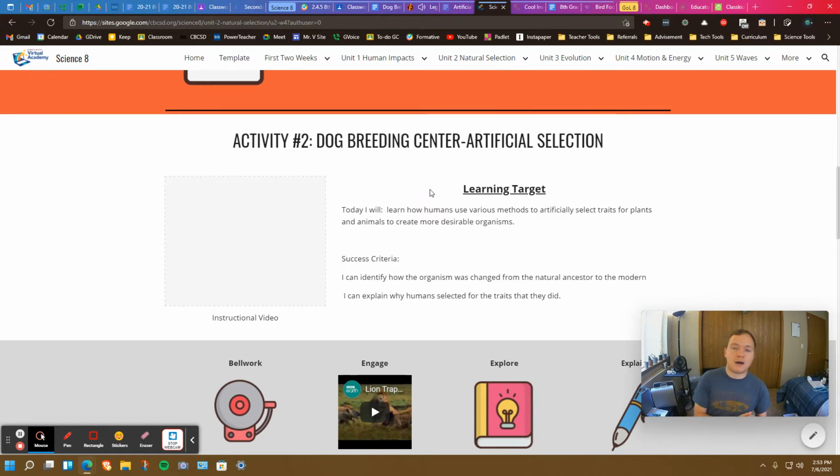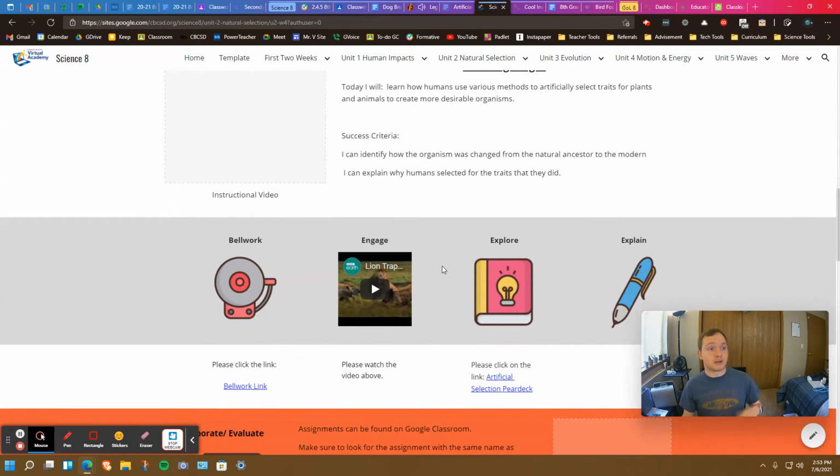What we're going to be learning about is different methods that humans have to artificially pick the traits that we see in plants and animals to create a more desirable organism. And I'll talk more about what that's like when we look at the Dog Breeding Center game. Your success criteria is you can identify how those organisms, in this case dogs, were changed from their natural ancestor to the modern, and explain why humans selected for the traits that they did.